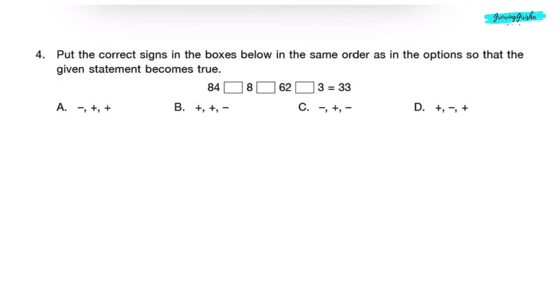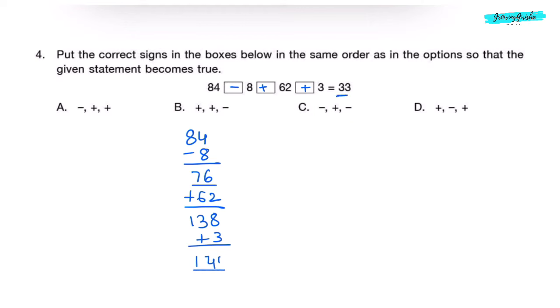Question 4. Put the correct signs in the boxes below in the same order as in the options so that the given statement becomes true. Let's try option A first. Minus, plus, plus. 84 minus 8 is 76. 76 plus 62 is 138. 138 plus 3 is 141, but it should be equal to 33. So option A is incorrect.